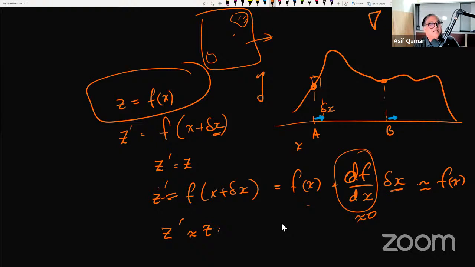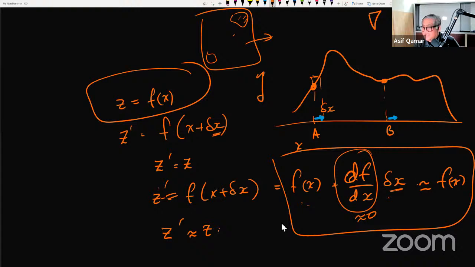Does this make sense, guys? Look at this, right? I'm stating the obvious. If this thing has to be approximately the same as fx, then the derivative has to be close to 0. Isn't it? In other words, look at this picture. If for small delta x, y value doesn't change, what is the slope here? Is it flat? It's flat here, right?